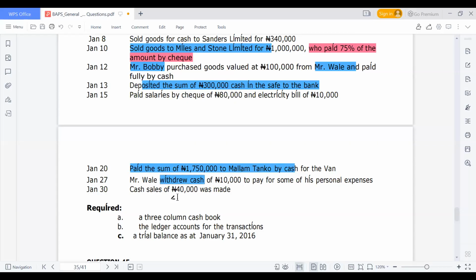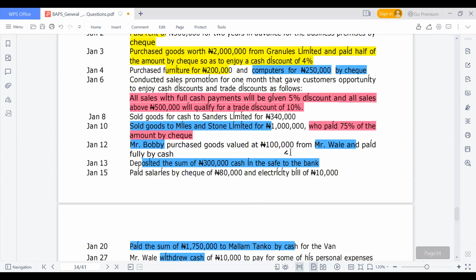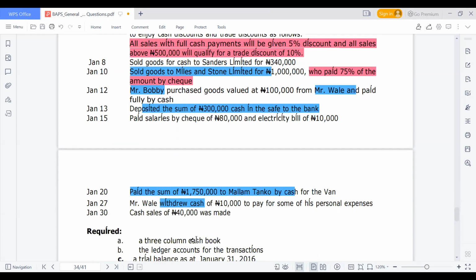And cash sales of 40,000 was made. The condition for you to enjoy the cash discount is full payment. So that means this particular last transaction also fully qualifies for the cash discount. So let's just do the working here. That's on the 30.